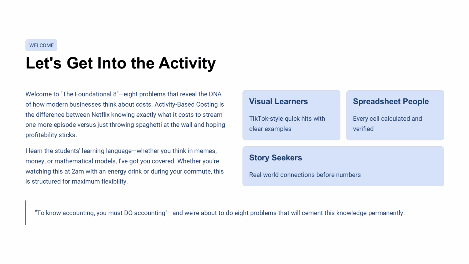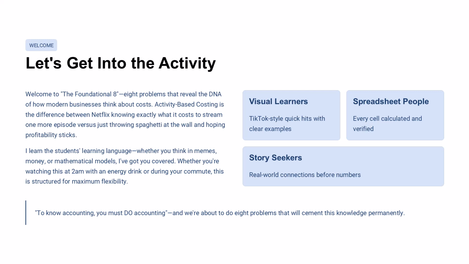Hello students, welcome to what I call the foundational 8. 8 problems that will fundamentally transform how you see costs flowing through a business. We're diving into activity-based costing today, and I promise you, by the end of this session, you'll never look at a DoorDash delivery fee, a Spotify subscription, or even your university parking permit the same way again. This isn't just about passing an exam, though you absolutely will. This is about understanding the DNA of how modern businesses actually think about costs.